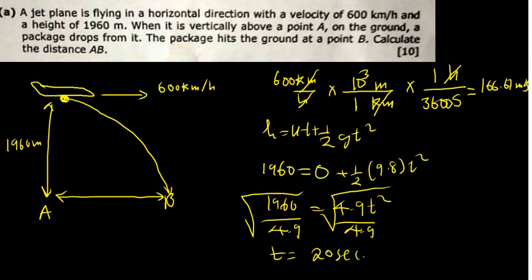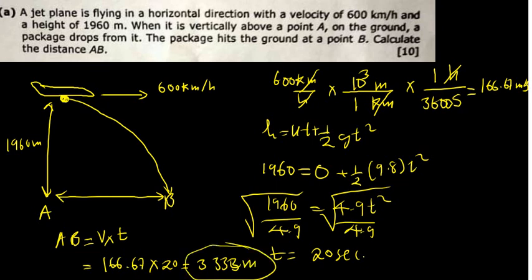Now I want to find the horizontal distance AB. AB is simply the range, and range is given by velocity in the x multiplied by t. In this case, the velocity in the x is simply the velocity of the plane, which is 166.67, multiplied by the time of flight, which is 20, and that is going to give us 3,333 meters. So that's the horizontal distance.